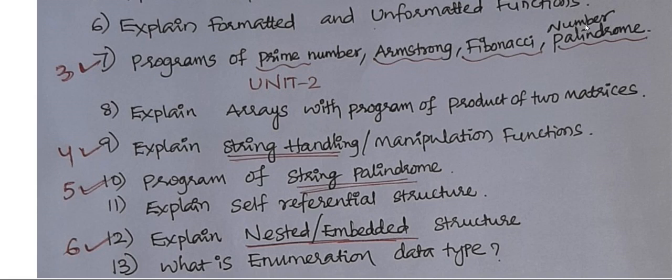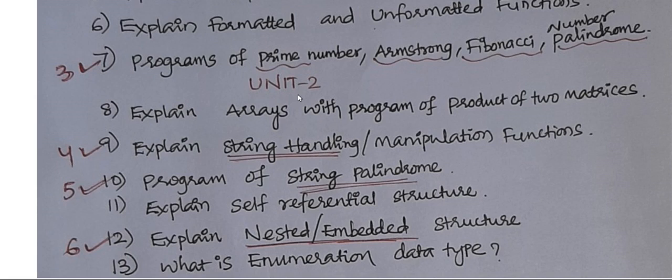Next, to check whether a given number is palindrome or not. These are the programs: prime number, Armstrong, Fibonacci number, palindrome. It's very important. Tick mark and underline. This underline and tick mark is a very important question.